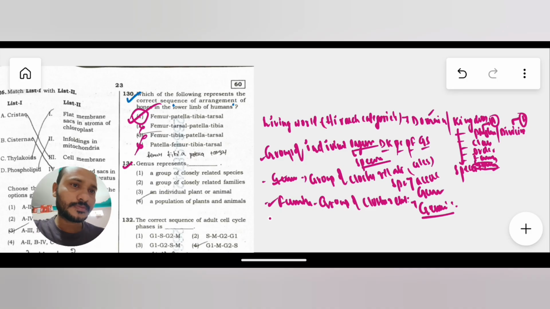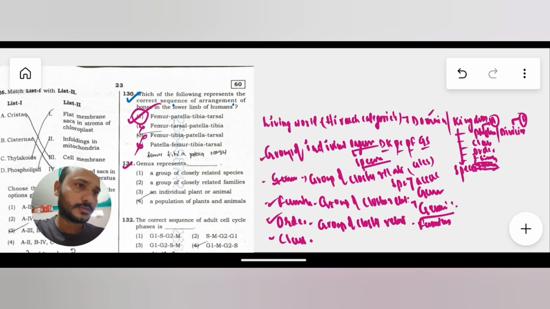If you want to write order, how can we write it? Simple: we go from species to genus to family to order. So we can easily write it. Order means a group of closely related what? Closely related families. A group of closely related families together form an order. For example, if you want to write class, what exactly is class? Class includes orders. So a group of closely related orders together form a class. Like that we can easily write.